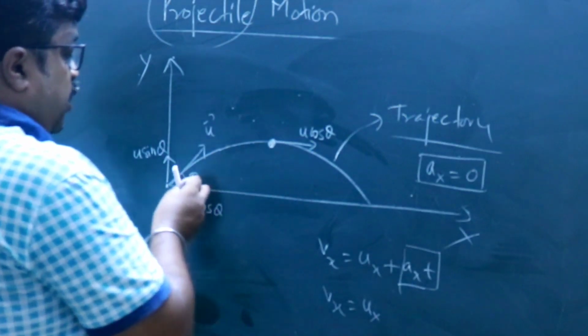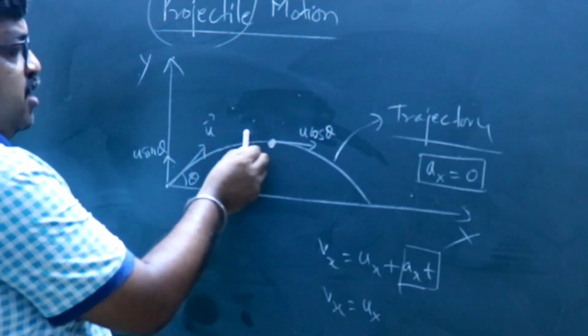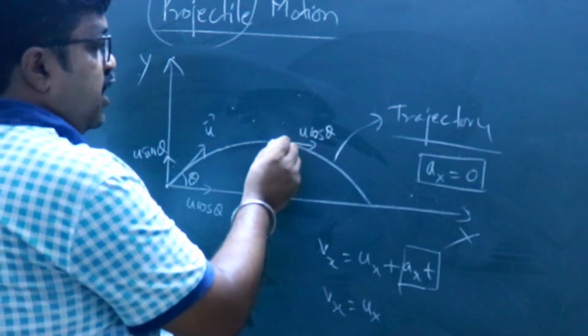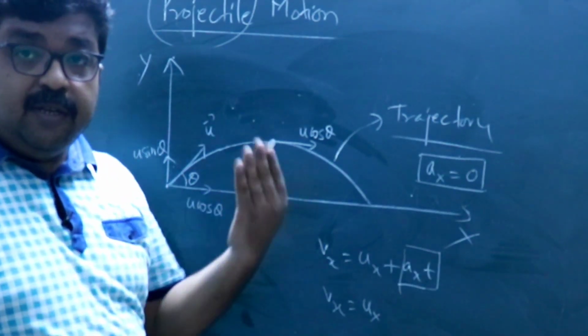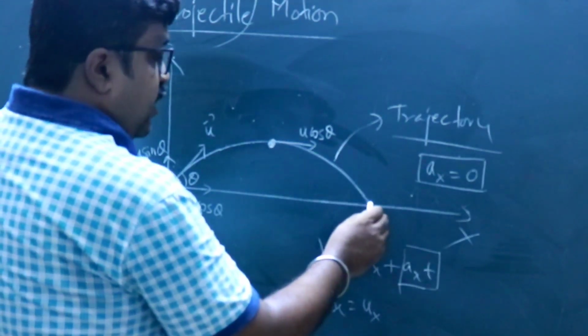This u sin theta is in the upward direction, here also it will be in the upward direction, but with a decrease in magnitude. At the highest point it will become 0. Now beyond this, the direction of the vertical component of velocity will be flipped, it will be in the downward direction, and now the projectile will come down and it will reach here.